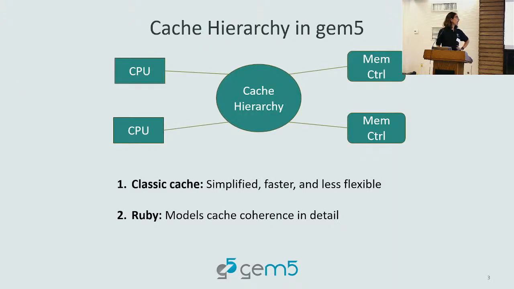So we have two different cache models in gem5. One is the classic cache, which is more simplified, it's easier to use, and it's faster to simulate with. And the other one, which is more detailed, is Ruby, which comes from the GEMS simulator. It has a very detailed coherence protocol and an interconnect model. So when I talk about caches, it's not just about the storage, the actual cache. It also incorporates the coherence protocol and how everything in our cache hierarchy is connected to each other.